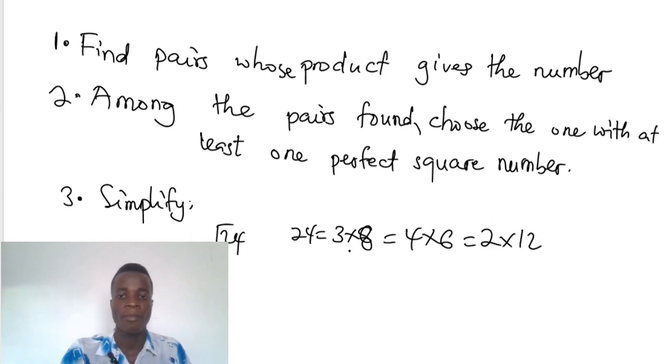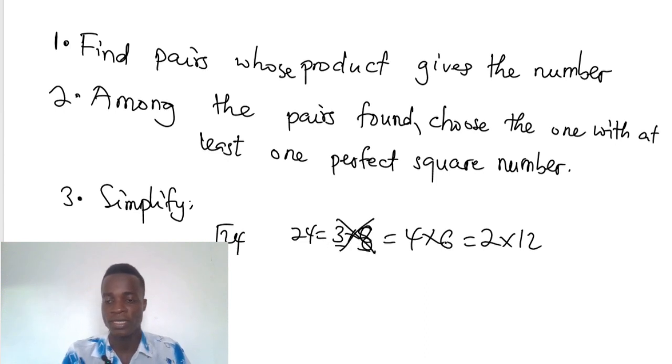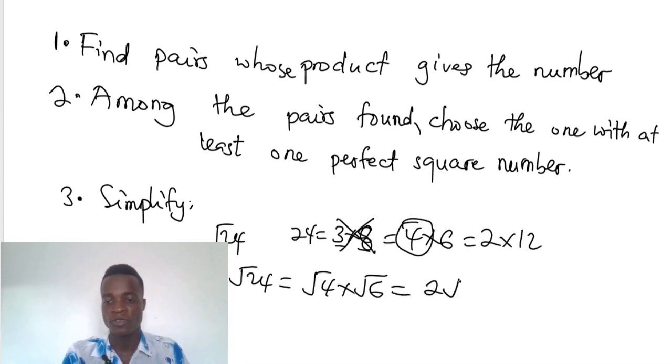Now among the pairs found, pick the one with at least one perfect square number. There is no perfect square number here, so we cancel this one. 4 is a perfect square. Once there's at least one, we just pick that one. So square root of 24 will be equal to square root of 4 times square root of 6, which gives you 2, since square root of 4 is 2, and square root of 6.